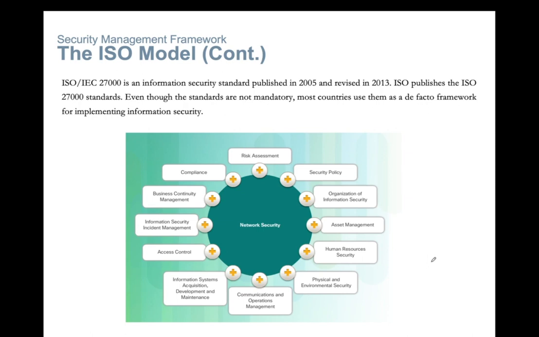So 12 independent domains represent the components of the ISO 27000 standard. These 12 domains serve to organize at a high level the vast areas of information under the umbrella of your information security.